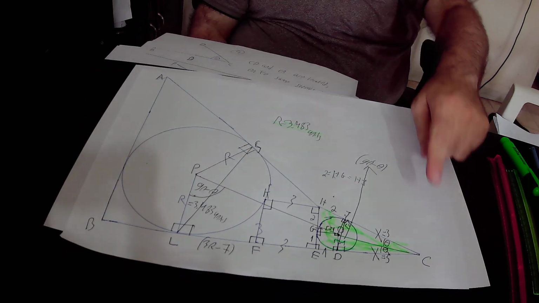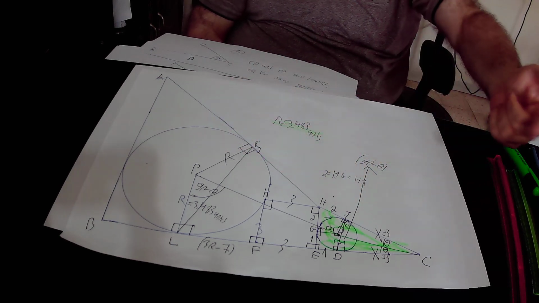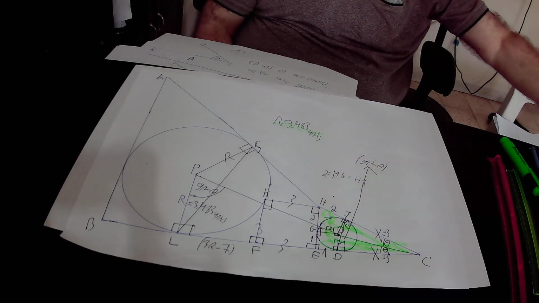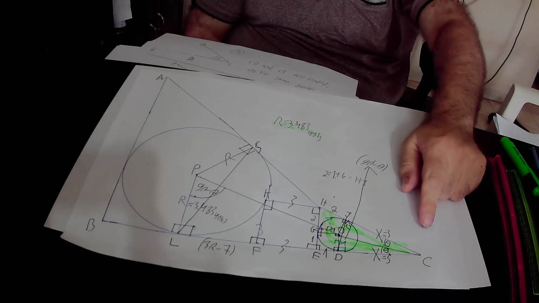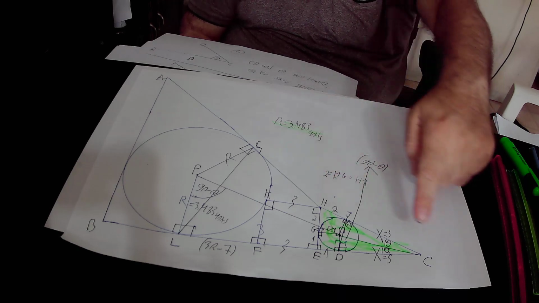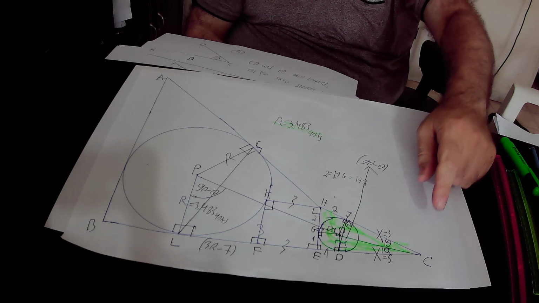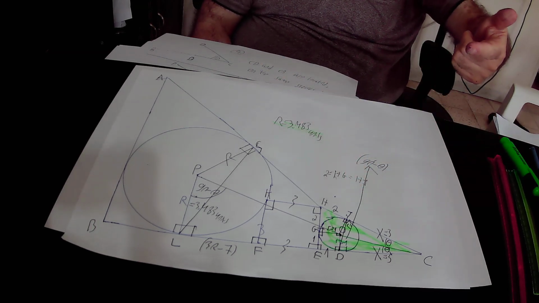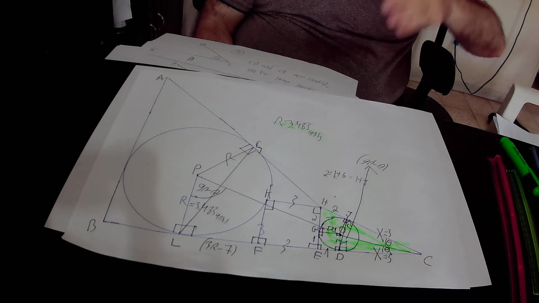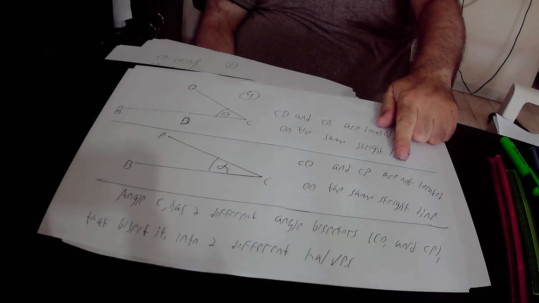According to our assumption, CO doesn't pass through point P. If CO doesn't pass through point P, it means that CO and CP are not located on the same straight line. Very simple. Otherwise, if CO and CP are located on the same straight line, CO must pass through point P. But according to our assumption, CO doesn't pass through point P. Therefore, CO and CP are not located on the same straight line.